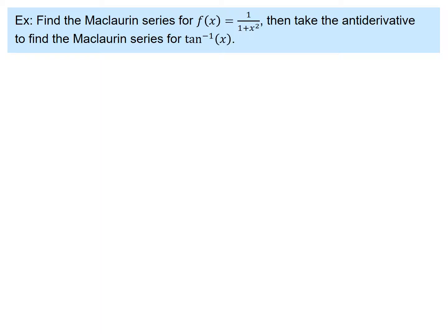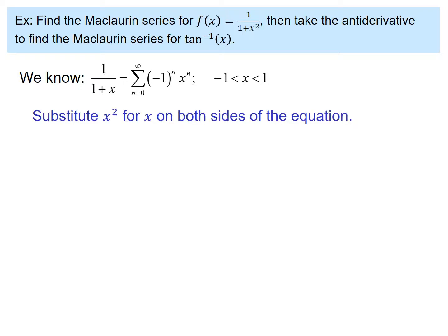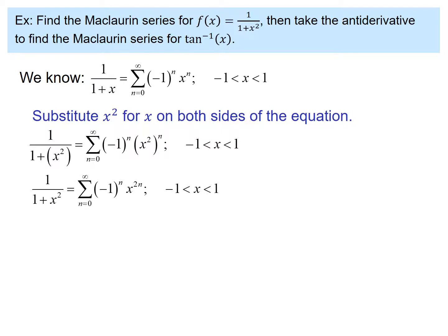So first let's find the series for 1 over 1 plus x squared, again by using a substitution. Since we now know that 1 over 1 plus x is the sum of negative 1 to the n times x to the n, we can replace x with x squared. That gives us the function 1 over 1 plus x squared, and that's equal to the sum of negative 1 to the n times x to the 2n. And notice the interval of convergence here is from negative 1 to 1. We could confirm that by using the ratio test.